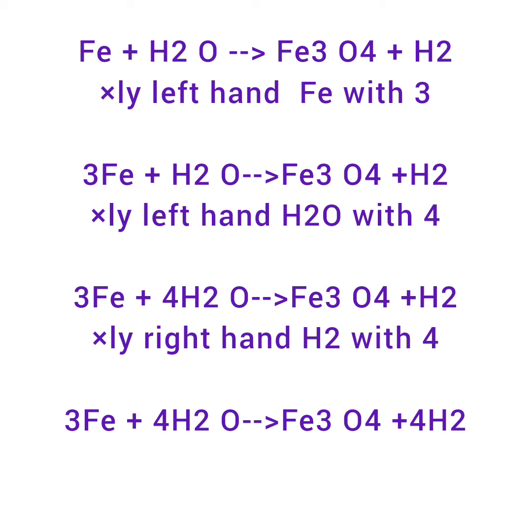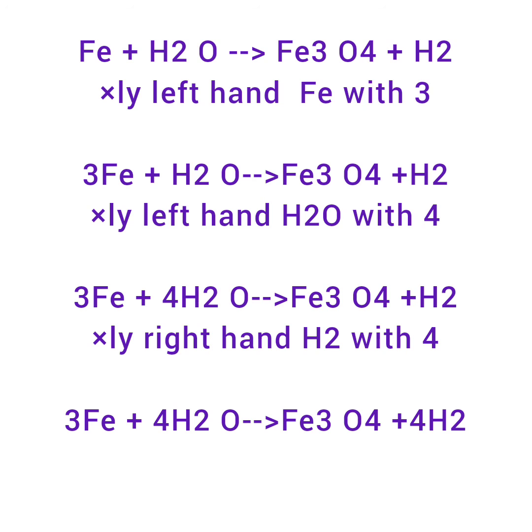But at this time, we can see that the number of hydrogen atoms on either side are not equal. On the left hand side, the number of hydrogen atoms are 8. But on the right hand side, the number of hydrogen atoms are only 2. So, what do we have to do? We should multiply right hand side hydrogen, or H2, with 4. After multiplication, we will get the final equation as 3Fe plus 4H2O gives Fe3O4 plus 4H2.